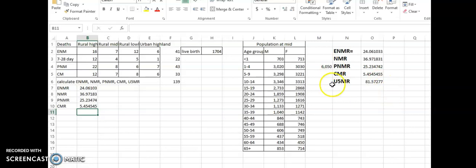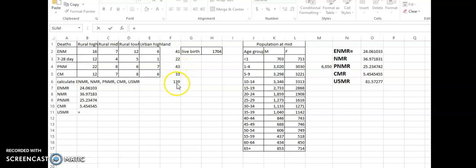Now the only remaining question here is the under 5 mortality rate. So let's calculate it here. To calculate this, we will use a formula. Under 5 will include all of this data. I already added this: 41, 22, 43, and 33.